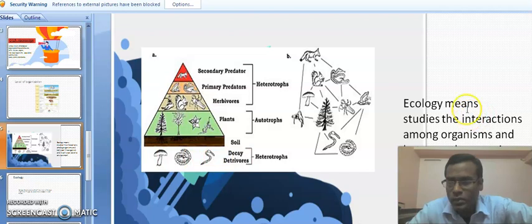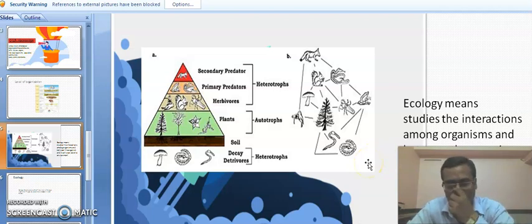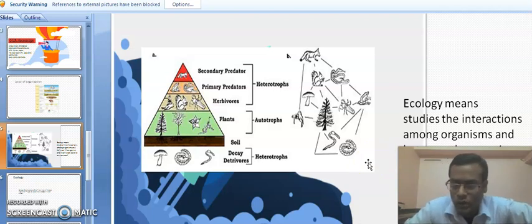Here, what is the meaning of ecology? Ecology means the study of the interactions among the organisms and between the organism and its physical environment. Here, abiotic means things like the water, the earth, the mountain, the non-living things. That is called the abiotic. Biotic means when we study about the living things, this is called the biotic.